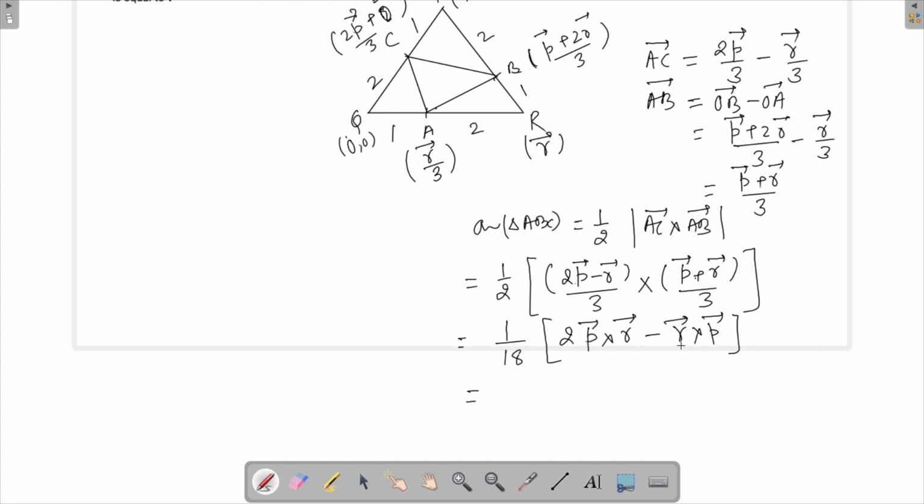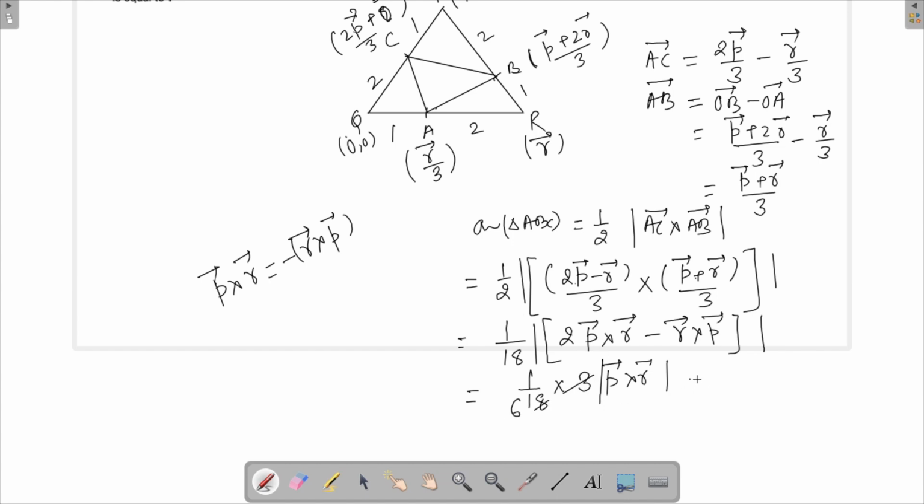Now what we have got here is P cross R and R cross P. We know that P cross R will be minus R cross P, or either I could write it as plus P cross R itself. So what we are saying is that P cross R would be equal to minus R cross P. We know this from the property of cross product, right? So now from here we can say this is 1 upon 18 times 3 times P cross R, and then of course the magnitude of it. I have not been writing magnitude, but magnitude, right? So this is 3, 6, 18. So this is what I get, 1 upon 6 P cross R.